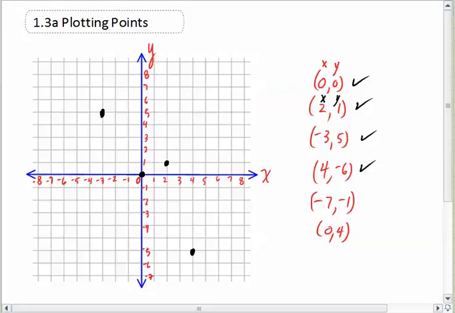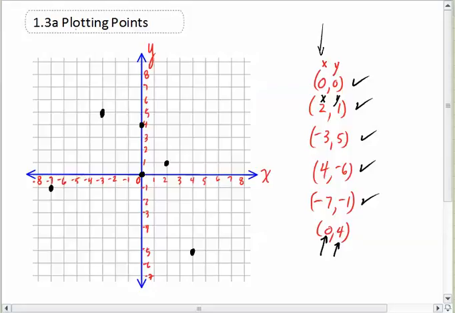(-7, -1). We're going to go -7 in the x. We always look at the x direction first because it's the first coordinate. -7 and then -1, so over 7 that way and then -1 that way. And then this last one is actually on the axes because it's over 0. So I'm going to go over 0 and then up 4. Over 0, up 4. So it's on the y-axis. Okay? So if you have a 0 as one of your coordinates, then you're going to be on one of the axes, one or the other.